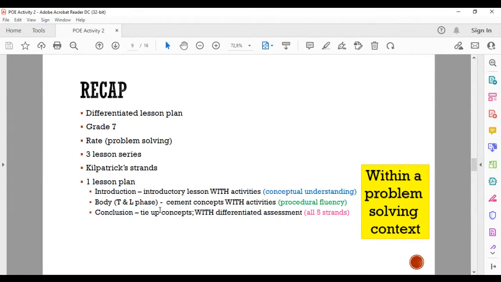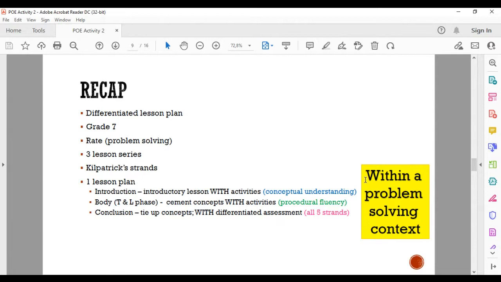So here I've actually given you where to do what with Kilpatrick's strands. In the introduction, you are going to introduce and use conceptual understanding to make sure that your learners have a good conceptual understanding of rate. In the body, it's the teaching and learning phase. You are going to work on procedural fluency by giving them activities to do so that you can cement the concepts. And in your conclusion, you are going to tie up the concepts and have a differentiated assessment. And there you are using all 5 strands. And this should be within the problem solving context.